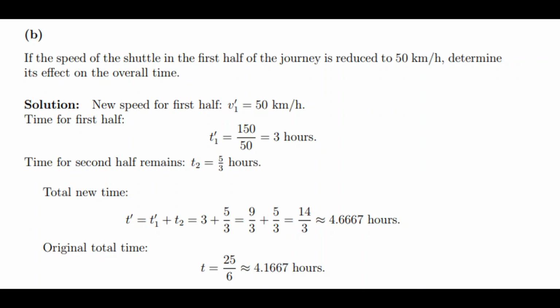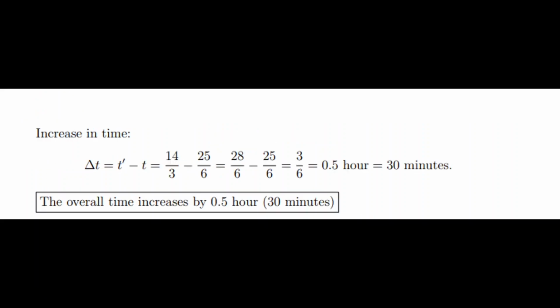But the second half remains the same, which is 5 over 3. So our new total time is 4.6667 hours. But the original total time was 25 over 6, which is 4.167 hours. So the time increase, or the change that happened, was 30 minutes, or 0.5 hours, because the new time minus the original time gives us 0.5 hours, which is 30 minutes. So the overall time increased by 0.5 hours, or 30 minutes.